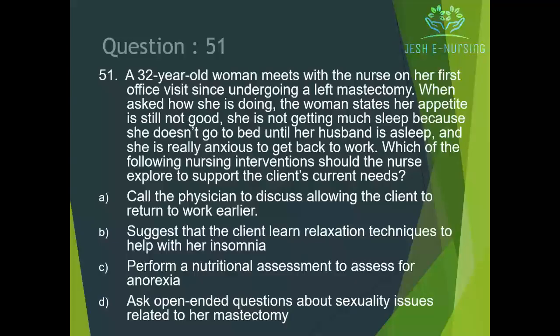Next, question number 51. A 32-year-old woman meets with the nurse on her first office visit since undergoing a left mastectomy. When asked how she is doing, the woman states her appetite is still not good. She is not getting much sleep because she doesn't go to bed until her husband is asleep, and she is really anxious to go back to work. Which of the following nursing interventions should the nurse explore to support the client's current needs?